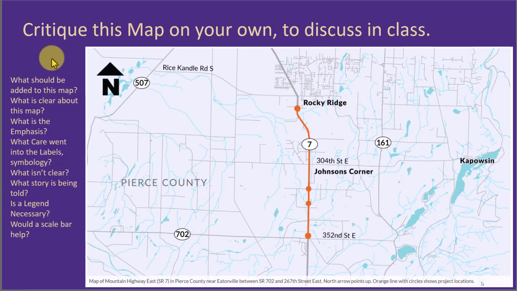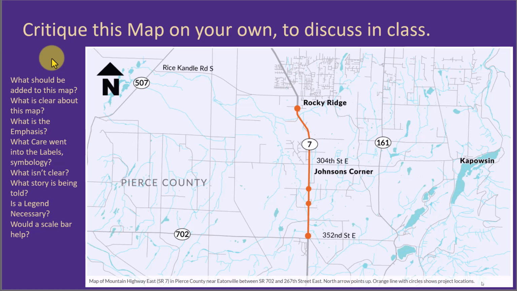Critique this map on your own, and we will discuss in class. Particularly, I've added a couple questions to the left. What perhaps should be added to this map? What is clear? What is the emphasis? What care went into the labels or the symbology? What isn't clear? And what story do you think is being told? And would a scale bar help?